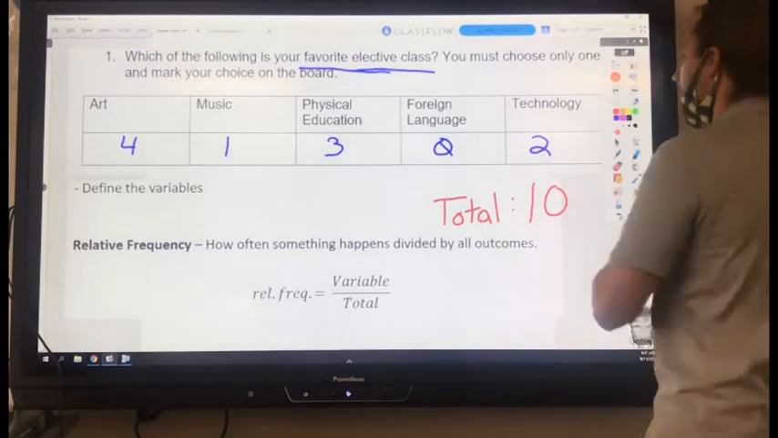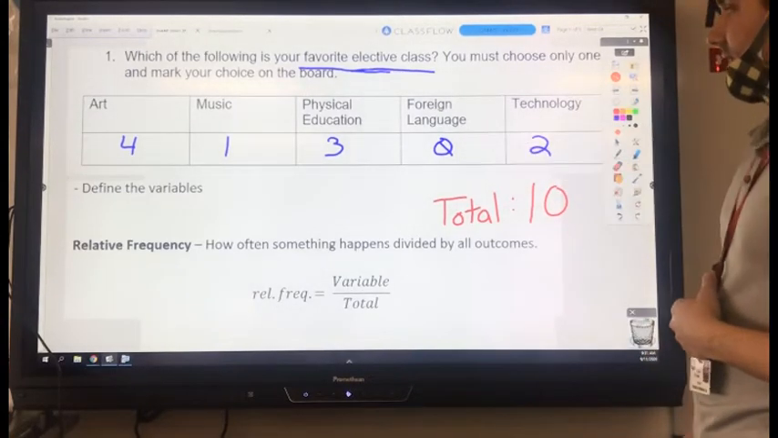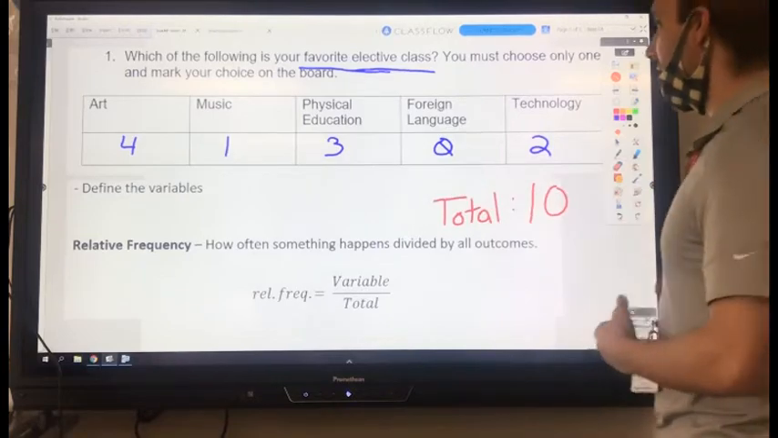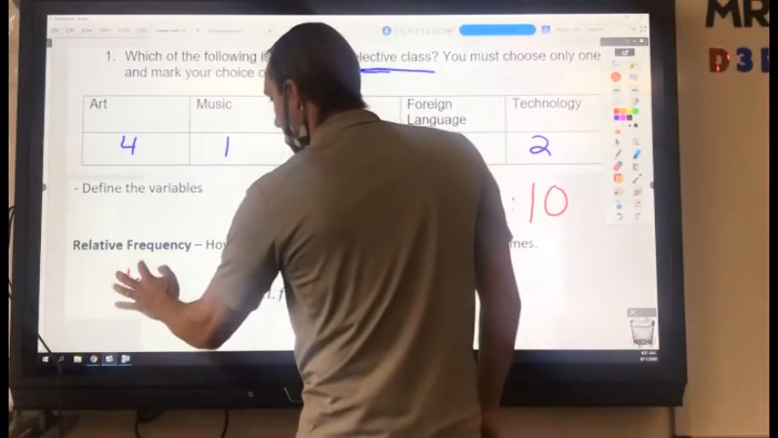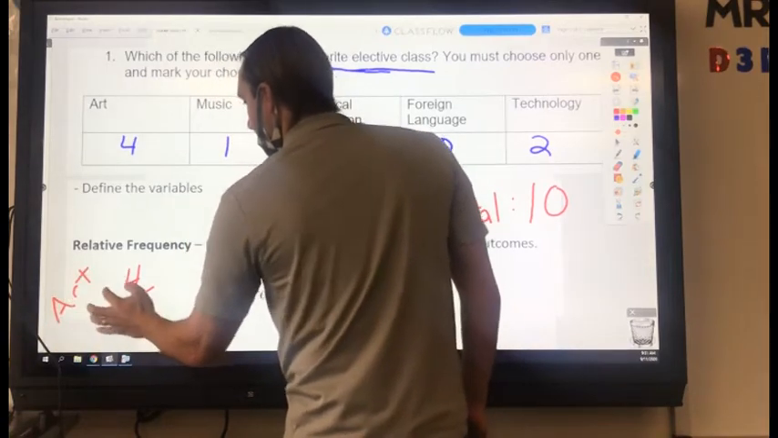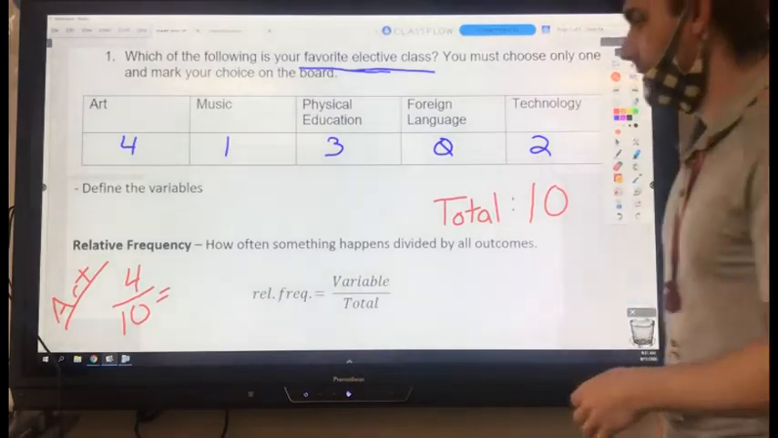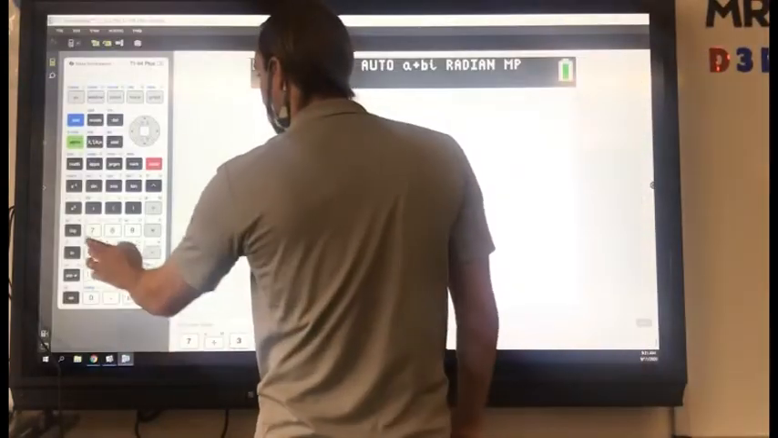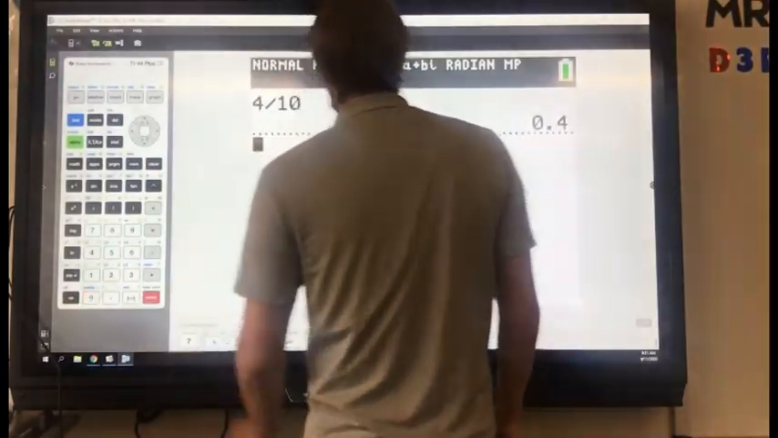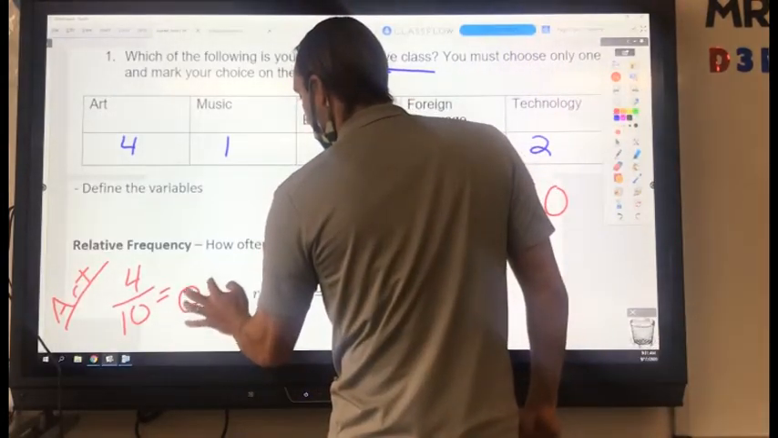All right. Next, let's take art, and I want to find the relative frequency of art, which is 4 over 10. Again, this is art. 4 over 10 gives me, what is my decimal? Well, let me bring up my calculator. 4 over 10 is 0.4. So my relative frequency is 0.4.